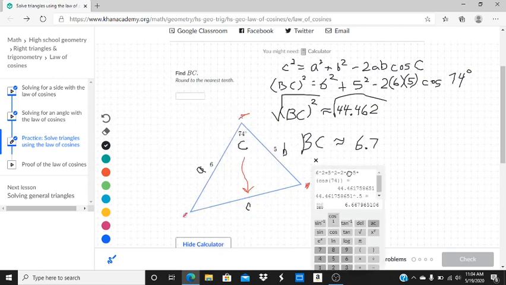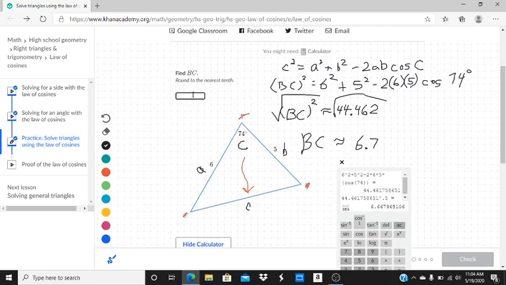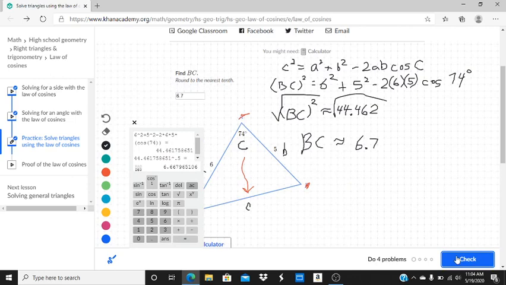Okay. I'm going to put in my answer, 6.7, hoping for energy points, and here we go. We got some energy points. So, all right, let's try another.